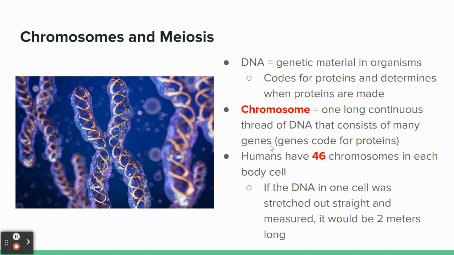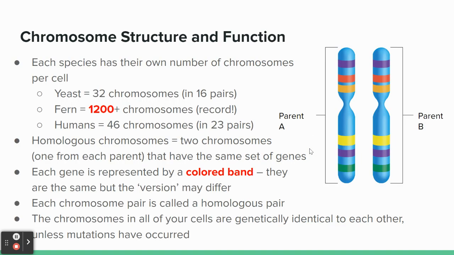DNA is genetic material in organisms. It codes for proteins and determines when proteins are made. A chromosome is one long continuous thread of DNA that consists of many genes. Genes then code for proteins. Humans have 46 chromosomes in each body cell. If the DNA in one cell was stretched out straight and measured, it would be 2 meters long.